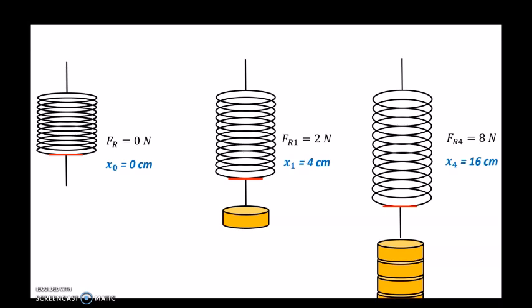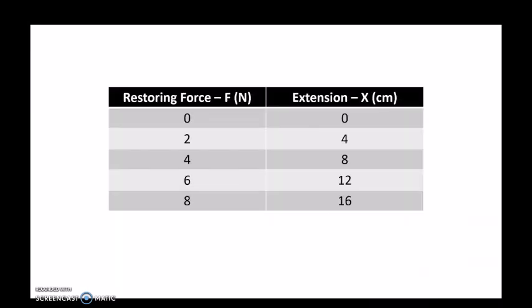Okay, so you'll usually do some sort of setup like this in the lab. And when you make a table of your results, you end up with something that looks a little bit like this. So again, my restoring force was 0 because there's nothing added, so I get no extension. When I had 2 newtons added, my restoring force was 2 newtons and my extension was 4 centimeters. When I had 4 newtons added, I had a 4 newton restoring force, and that gave me an 8 centimeter extension. And what you can notice every time is that you double these numbers. So 2 times 0 is 0, 2 times 2 is 4, 2 times 4 is 8, 2 times 6 is 12, 2 times 8 is 16. So every time you're doubling your numbers. You just double the number for your force, and that will give you the extension in centimeters.